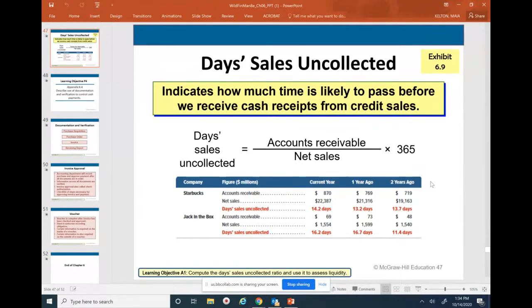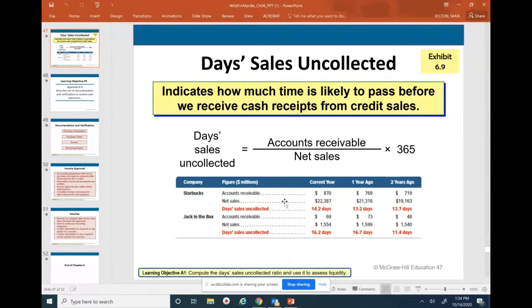So the first thing that we can do is we can just look at Starbucks. We can tell that 2 years ago, their accounts receivable were staying uncollected for 13.7 days. Then 1 year ago, that ratio improved, and now the ratio has deteriorated to 14.2. So I can tell that Starbucks is not doing well. I mean, their days uncollected is increasing.